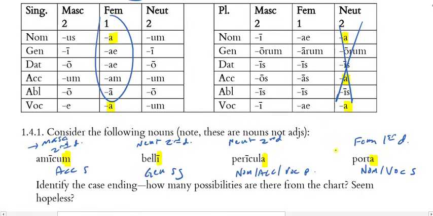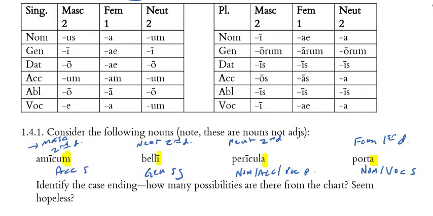Okay, so knowing your gender and your declension pattern, and knowing the declension patterns means then you'll know the case endings that that declension pattern uses. These things are very, very, very helpful. And we absolutely need to be able to identify then gender and case ending if possible.